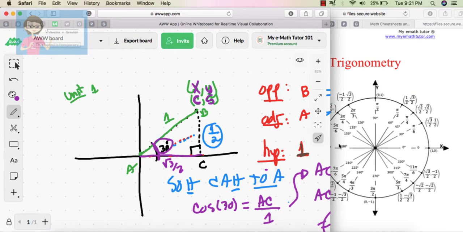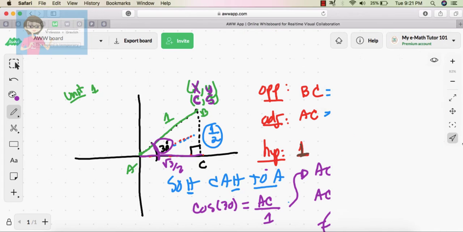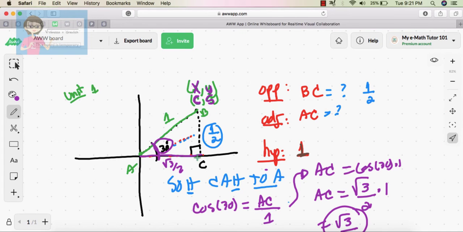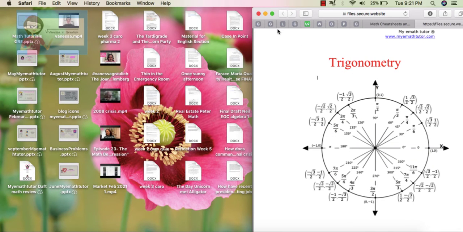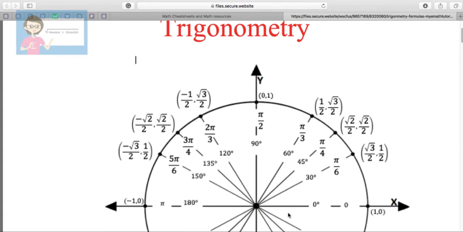Let's see, let's move this over here. Yes, we did. Look, square root of 3 over 2 is x. Isn't this point square root of 3 over 2, comma, and then this is what? Y, 1/2? Well, now I can see here that cosine of 30 is square root of 3 over 2.